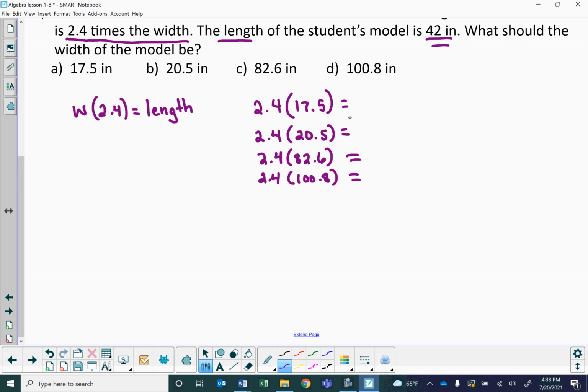So if I take 2.4 and multiply it by 17.5, that ends up to be 42. If I take 2.4 and multiply it by 20.5, that's 49.2.